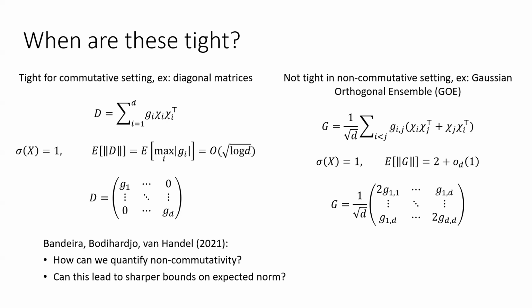Does everything go through fine if the values of your random matrix are complex? Yeah, it's the same idea. Just want to check. Right. Any other questions?